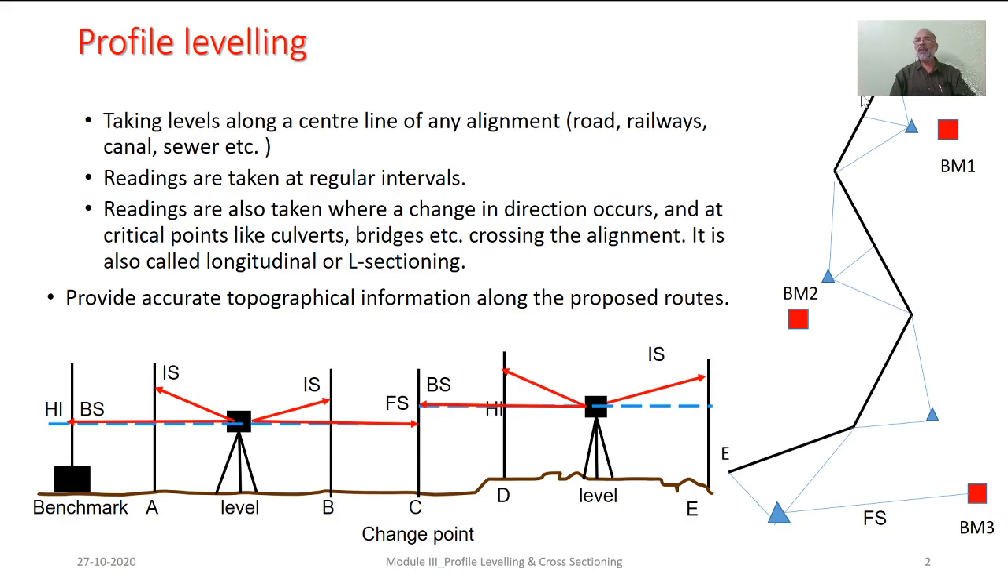In addition, the way you see, the line AB is changing its direction at station B, at station C, at station D. As such, we have to take the reading at the station, though it is not placed at the regular interval, in order to record the change in direction and its elevational aspects. So this particular line indicates the equipment position and the various stations that have been located in order to cover this particular stretch.